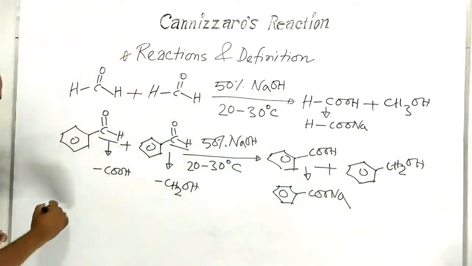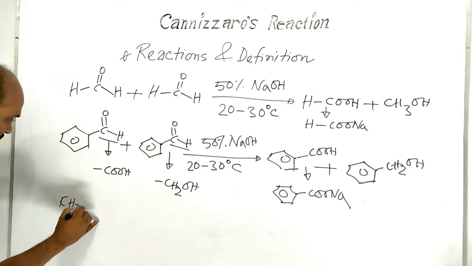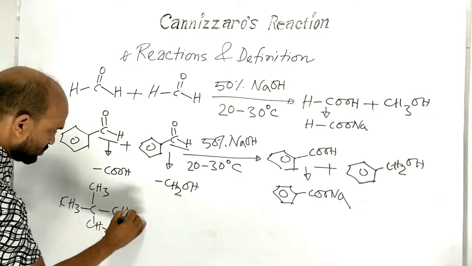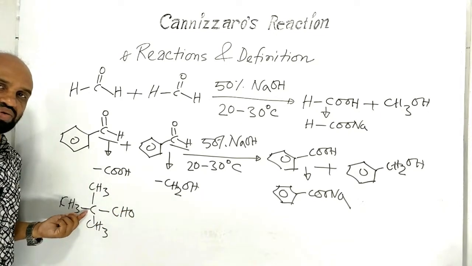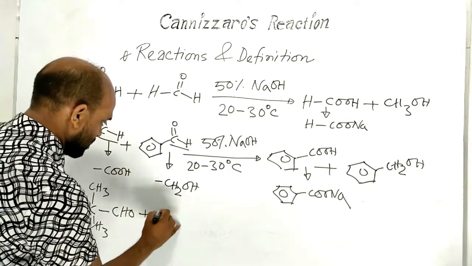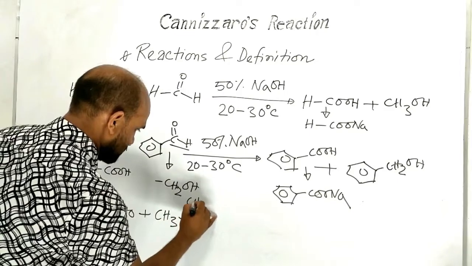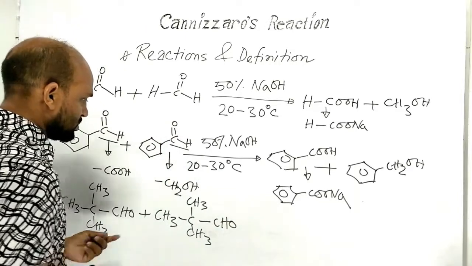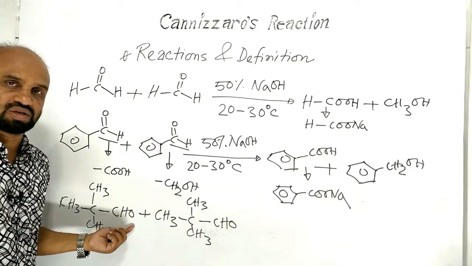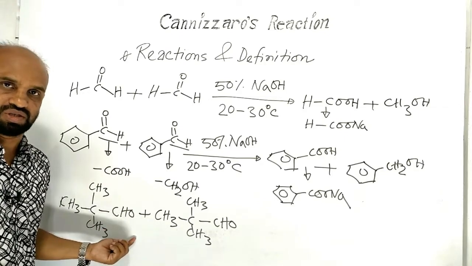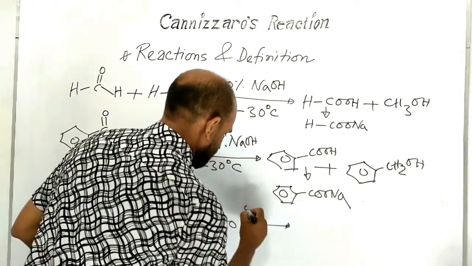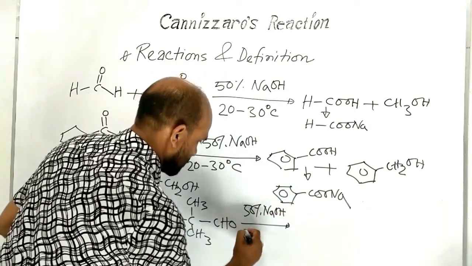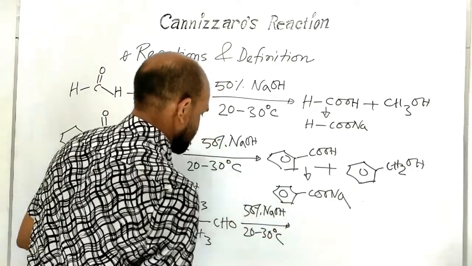Let's see another reaction. CH3, CH3, CH3, CHO. Aldehyde with no alpha hydrogen atom. Another molecule, CH3, CH3, CH3, CHO. The reaction proceeds through oxidation and reduction between two molecules, each treated with concentrated sodium hydroxide or potassium hydroxide, and it is carried out at 20 to 30 degrees Celsius temperature.